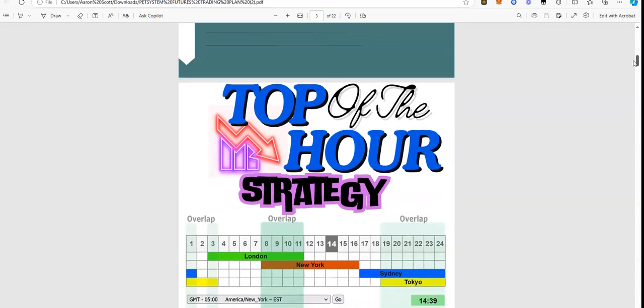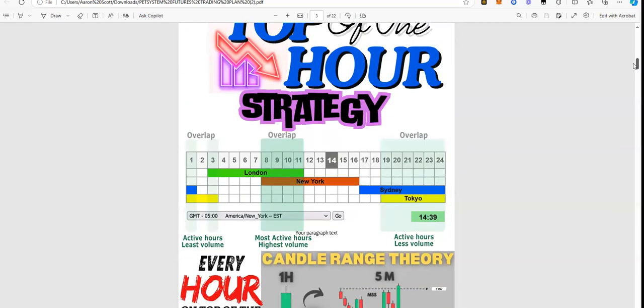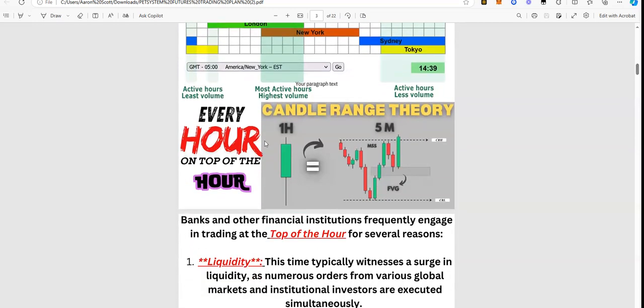So this trading plan is for you. The top of the hour strategy is basically we're looking at an hour candle, but within an hour candle, you're going to get an open, a high, a close, and a low. And between the hour candle, you're going to get all types of areas of resistance, support, and demand.